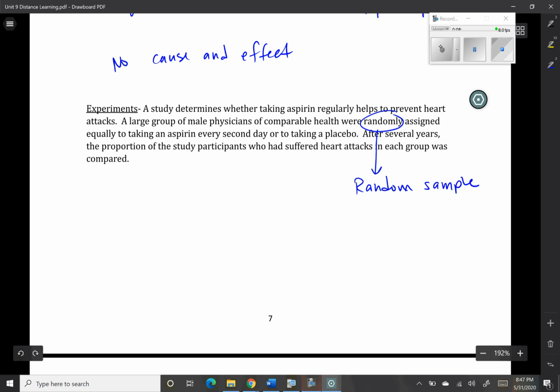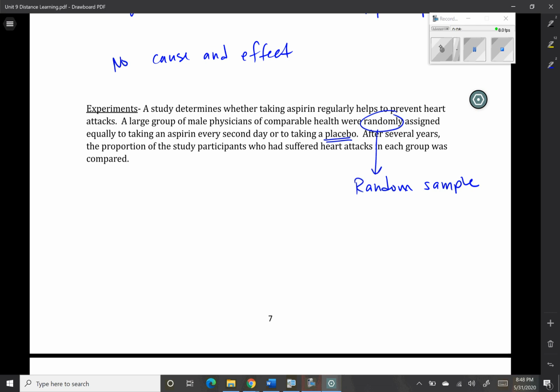So it says they were randomly assigned equally to take aspirin every second day or take a placebo. For those of you that don't know the word placebo, that's basically like a sugar pill that they're giving you and telling you that it's aspirin. So it's testing whether or not taking the aspirin is actually going to make a difference, or is it a mental game? Am I physically putting something into my body every day, even though it actually is meaningless to my body, and making me think that something is happening or not? So it's kind of like a test group. After several years, the proportion of the study participants who had suffered heart attacks in each group was compared.